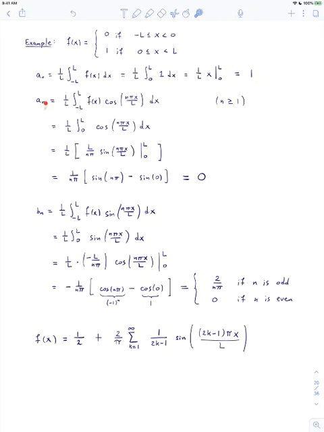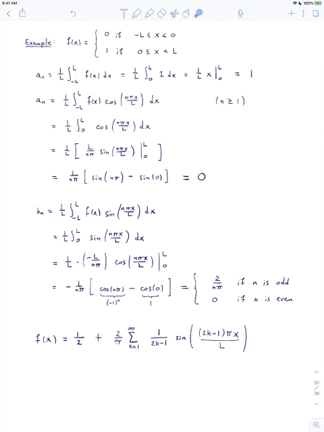Now what about a sub n? It's 1 over L times the integral from minus L to L, again, of f times the cosine term. But since you're multiplying by f, it's 0 when x is negative. So this just reduces to the integral from 0 to L of 1 times the cosine term. If you integrate cosine from 0 to L, you'll get some kind of sine. So we just have to divide by the constants in here. You divide by n pi over L, that's why we're multiplying by L over n pi, times sine of n pi x over L.